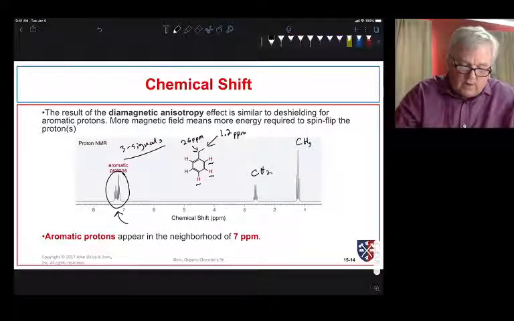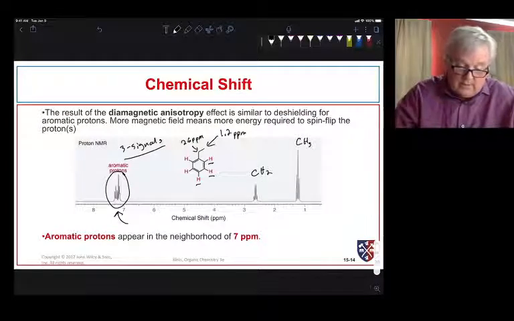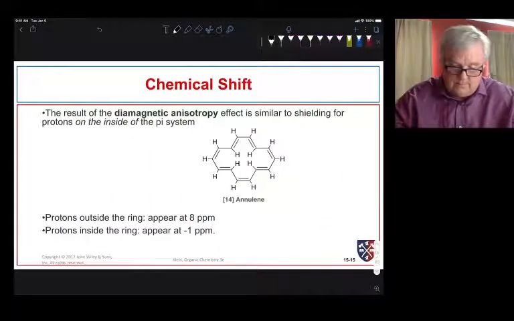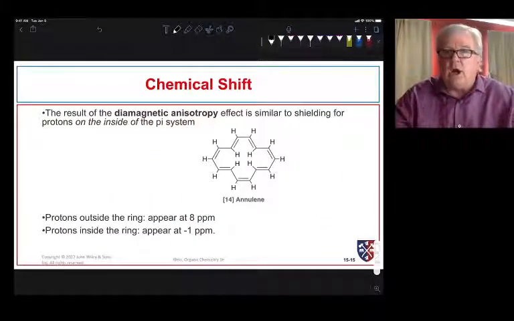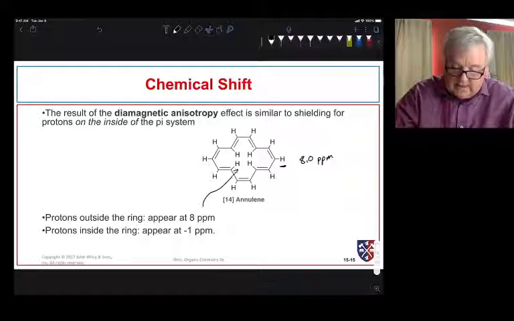Because of that diamagnetic anisotropy, these aromatic protons come out between 7 and 8. If we were to make a large aromatic ring, and we'll learn about this a little later in the course, these protons come in at about 8.0 ppm. Because of the symmetry of the molecule, we only see two signals. They're equivalent. And these protons on the inside come at minus 1 ppm.